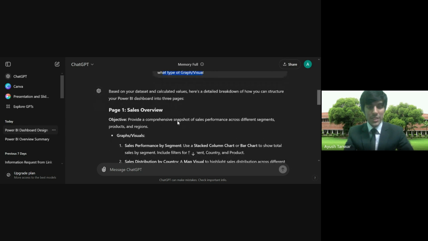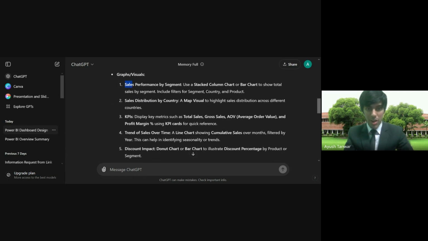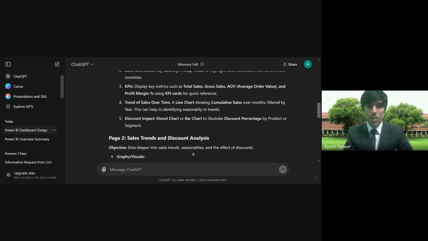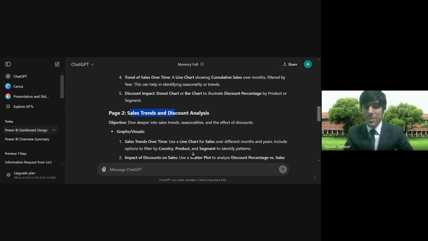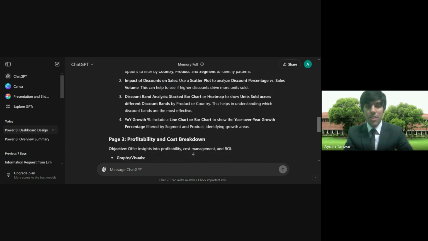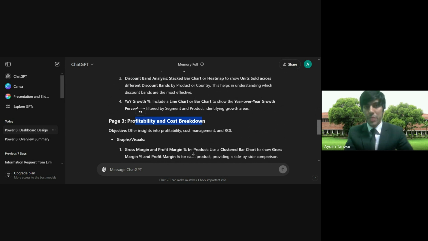So ChatGPT gives you page 1, which is the sales overview, and it gives you what graphs and visuals to show and what exactly to show in that, what KPI you are tracking in that particular graph. Similarly, the second is the sales trend and discount analysis page, and the third is the profitability and cost breakdown page. So I feel in today's world, you can use ChatGPT to reduce your workload. One more thing I'd like to show you. I hope my entire screen will be visible to you now.